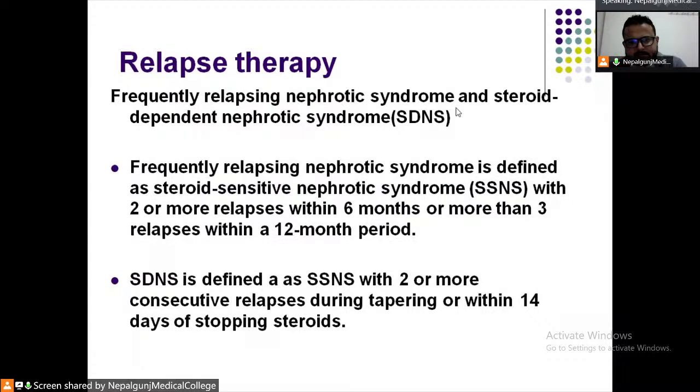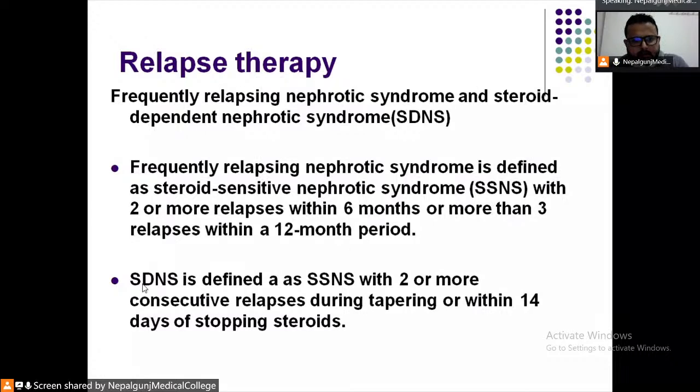So, frequently relapsing nephrotic syndrome and steroid dependent nephrotic syndrome. Frequently relapsing nephrotic syndrome is defined as steroid sensitive nephrotic syndrome, that is SSNS, with 2 or more relapses within 6 months or more than 3 relapses within 12 months of the period. So this is the meaning of frequently relapsing nephrotic syndrome.